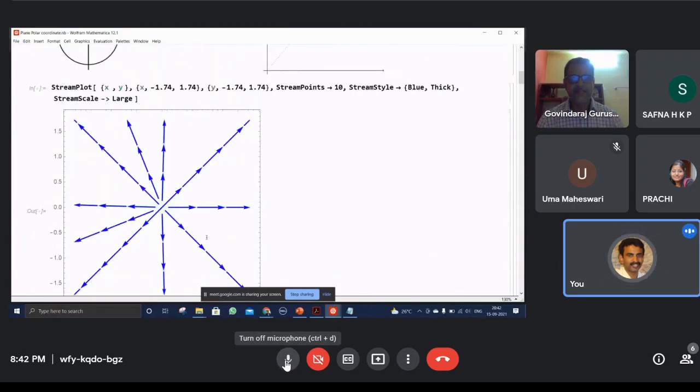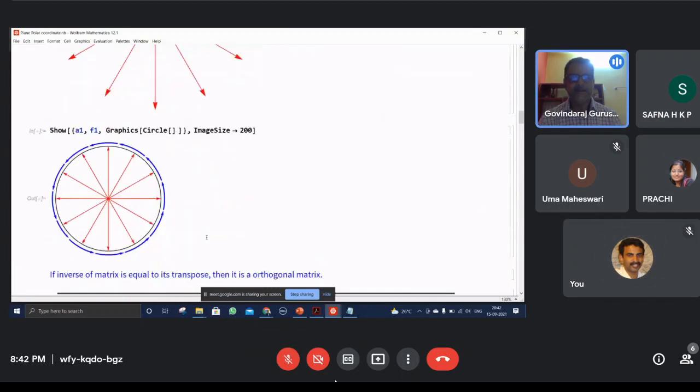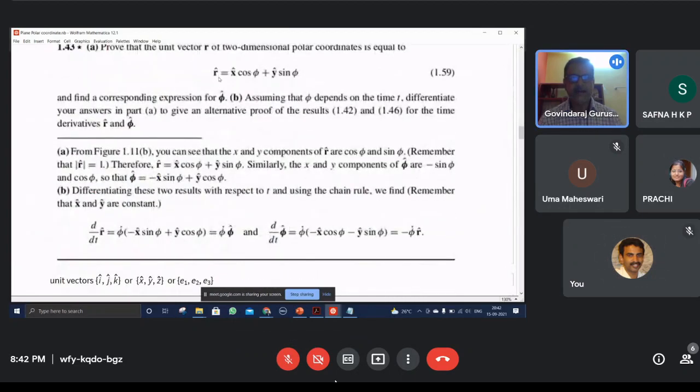Yes, okay. The point is to understand that r cap and phi cap are functions of time. That's the most important thing. Once you have that, you write r cap of t and phi cap of t. Then naturally this is the relation which is connecting them.